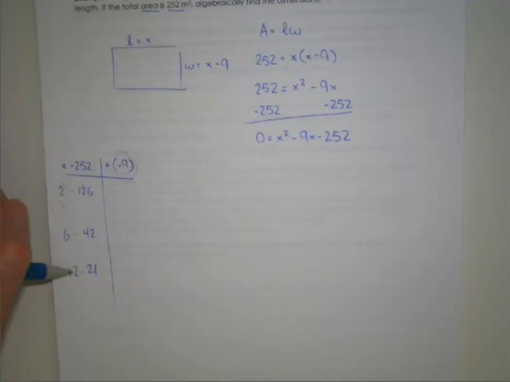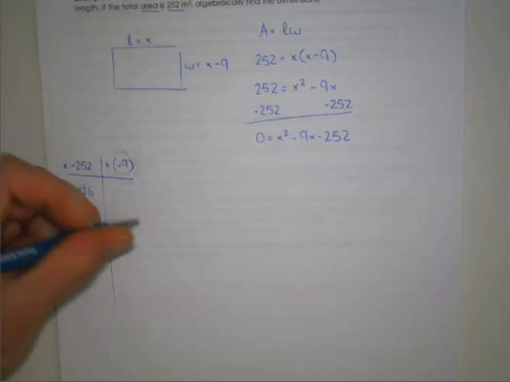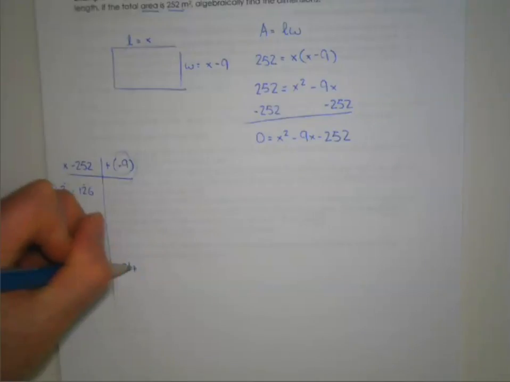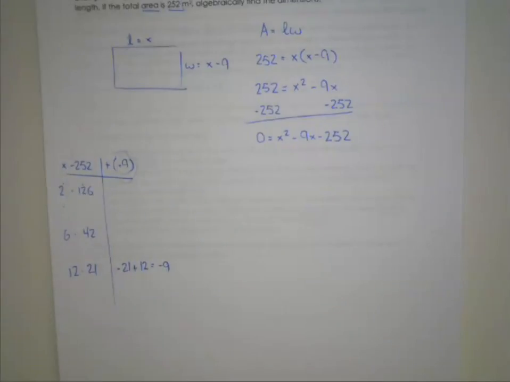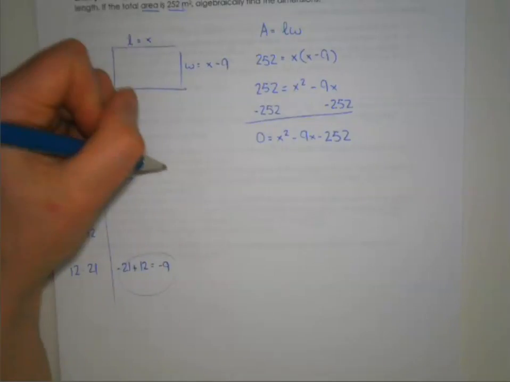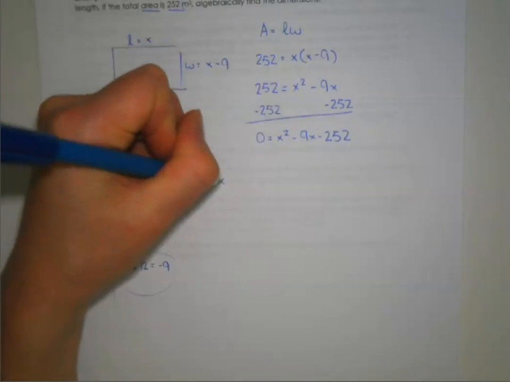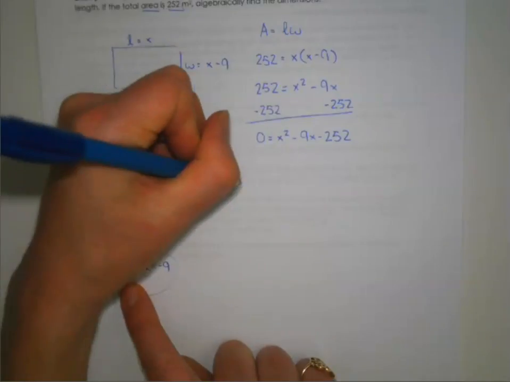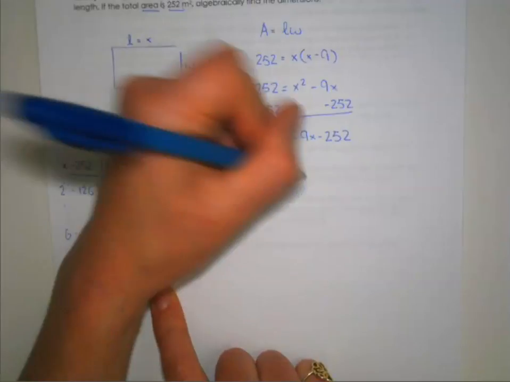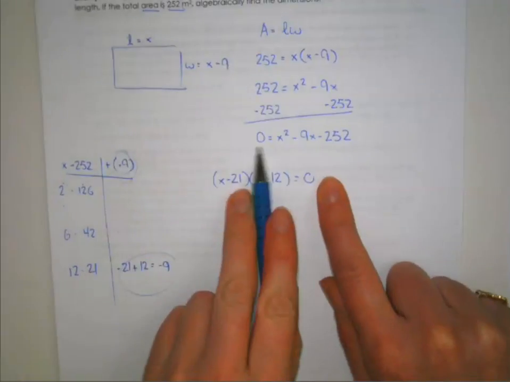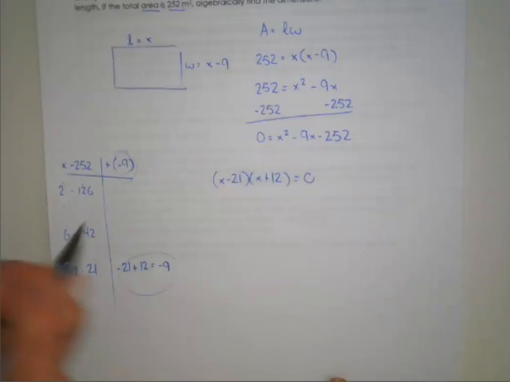So if I have negative 21 and I add 12 to it, that should give me negative 9. Negative 21, yeah, plus 12 gives me negative 9. So now I have my values here. And so then I would just jump in and say, okay, my factored version is going to be x minus 21 and x plus 12 is equal to 0. Right, so setting it equal to 0 for what I had here.